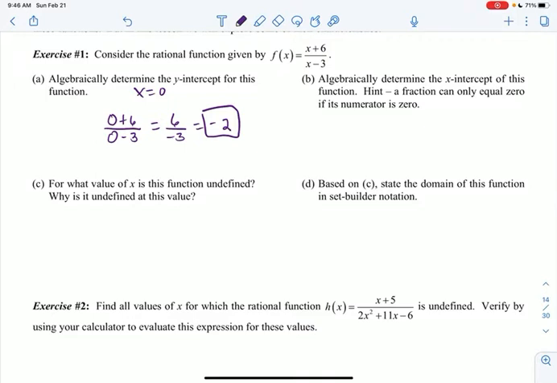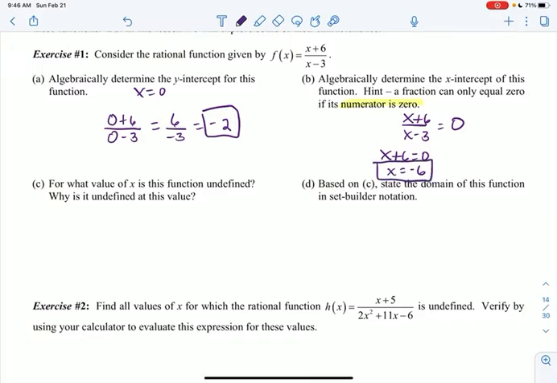Algebraically, determine the x-intercept of this function. Hint: a fraction can only equal 0 if its numerator is 0. All right, so the x-intercept is basically when y is equal to 0. But a fraction can only equal 0 if its numerator is 0. That part is important right here. So the numerator equals 0. All I have to do is take that numerator, that's the top, and set it equal to 0 and solve. So x equals negative 6.